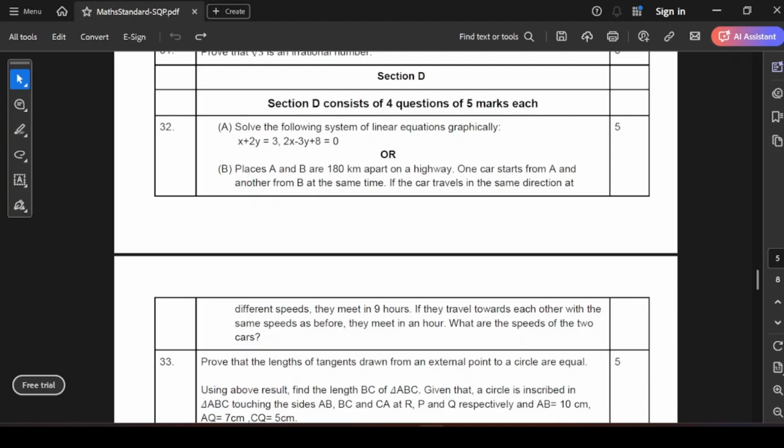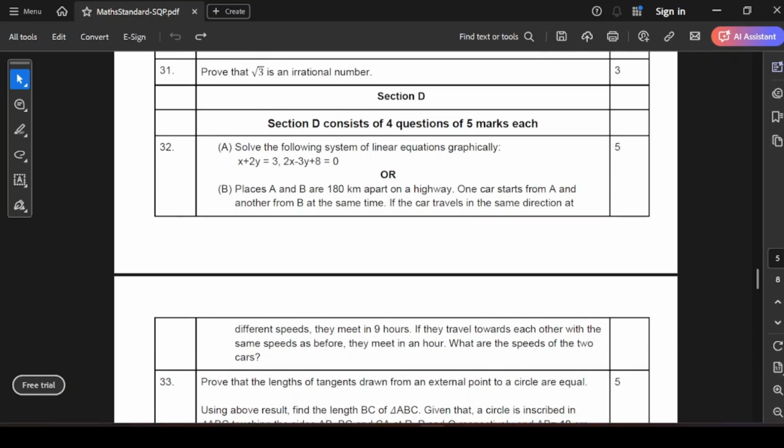What is given? Places A and B are 180 kilometers apart on a highway. One car starts from A and another from B at the same time. If the cars travel in the same direction at different speeds, they meet in 9 hours. If they travel towards each other with the same speeds as before, they meet in an hour. What are the speeds of the two cars?